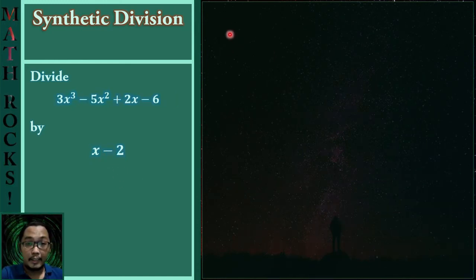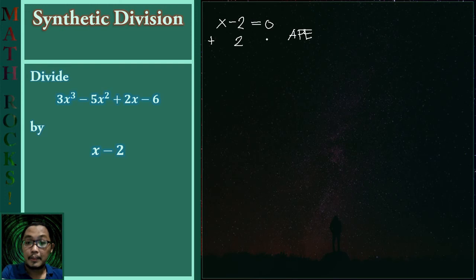And for our next example, so here we have to divide this polynomial by x minus 2. So let us have first the value of c by equating the divisor with a 0 and applying APE to find the value of x. We have to add a positive 2 to both sides of the equal sign, giving us x equals 2.